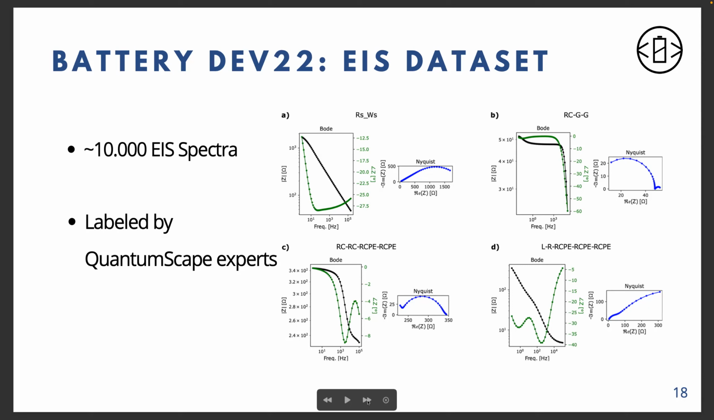And then QuantumScape had labeled these with the equivalent circuits that they used to fit that data, so as to extract whatever parameters they were interested in. So we did have a ground truth, which was the label by QuantumScape, which is always nice to have for a competition. Otherwise, you have to do unsupervised training. But in this case, we can do a supervised learning problem. So we can go to the next slide.